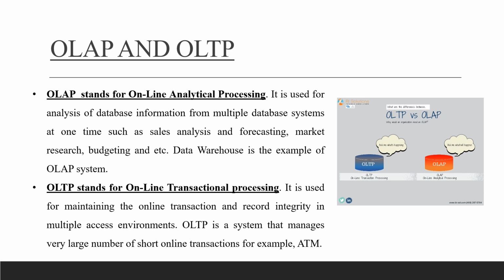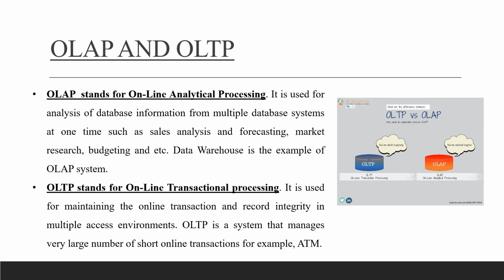Next, coming to OLTP, which stands for Online Transactional Processing. This provides transaction-oriented applications in a three-tier architecture. OLTP administers the day-to-day transactions of an organization. It is used for maintaining all the online transactions and record integrity in multiple access environments. OLTP is a system that manages very large numbers of short online transactions.